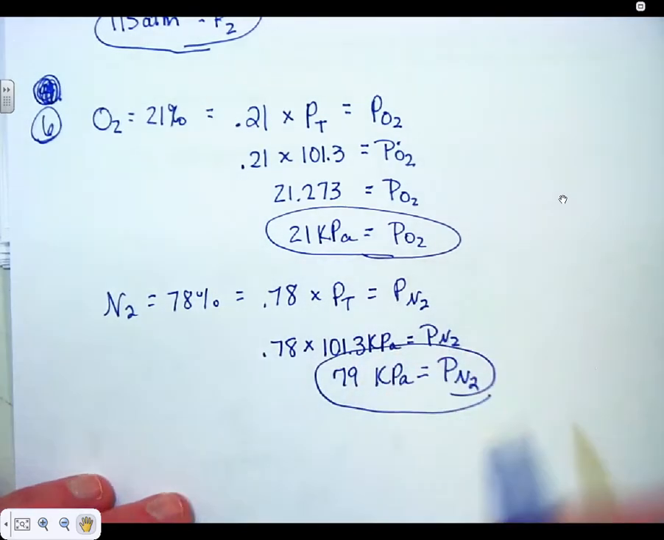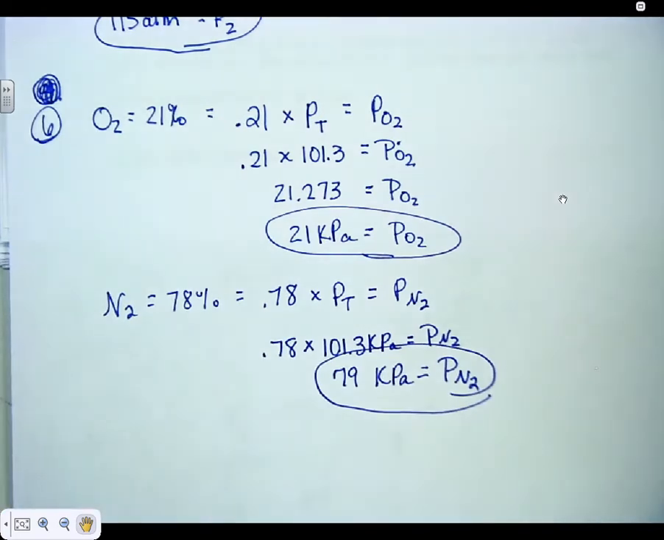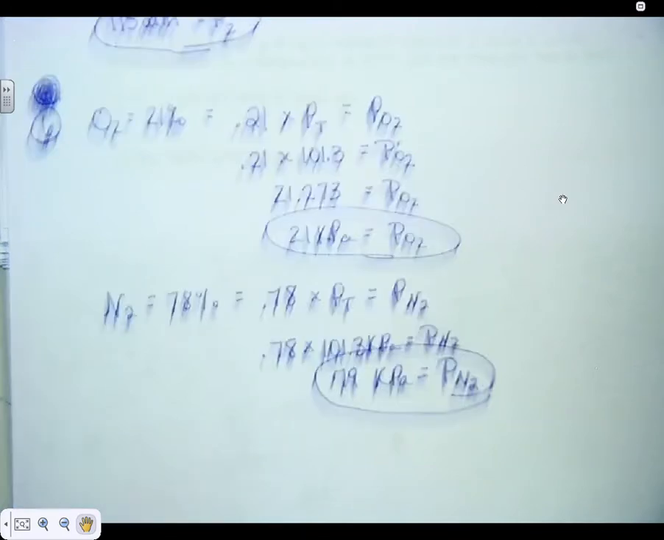So again, if you know the percentage and you know the total pressure, then you can determine the pressure of each gas in the mixture in that container.